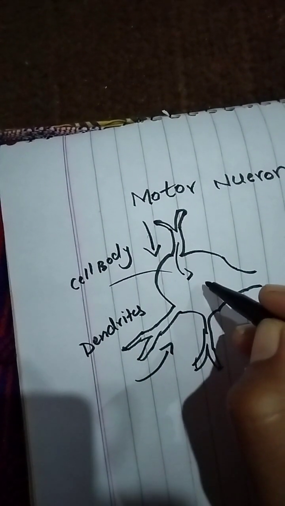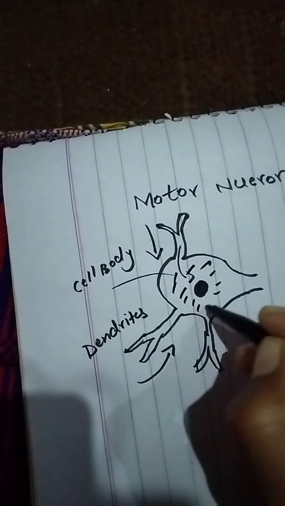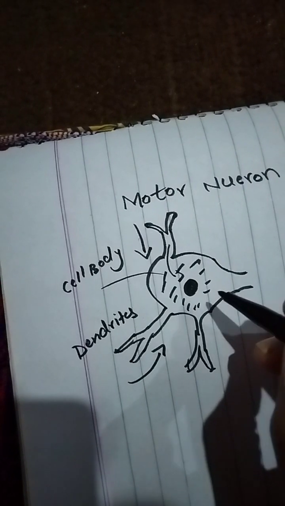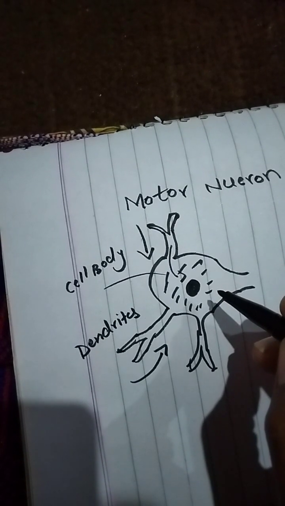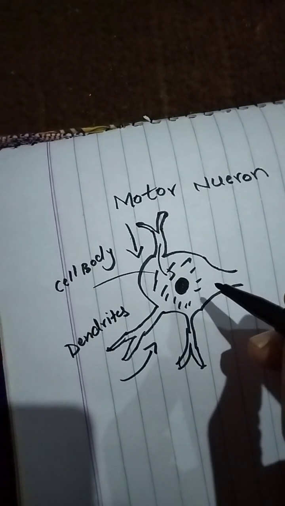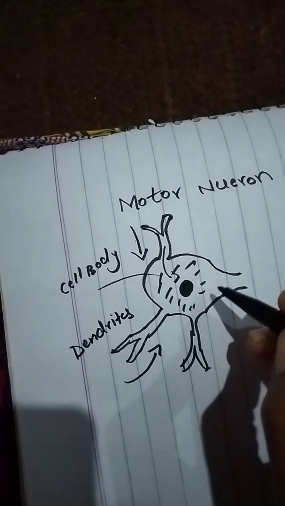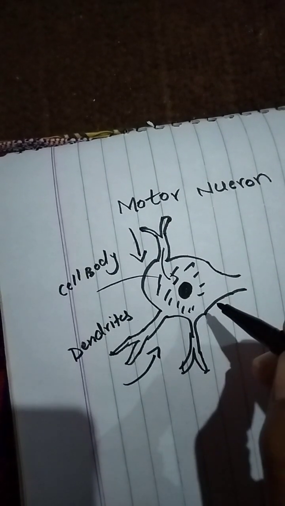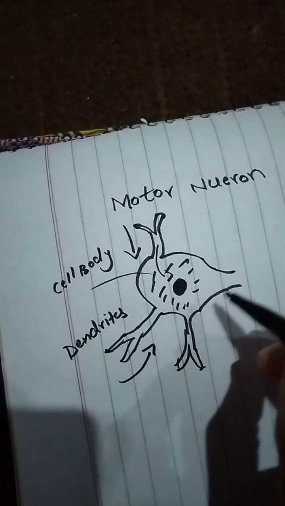The cell body consists of the nucleus and granules. These granules are rough endoplasmic reticulum. Rough endoplasmic reticulum is rough due to ribosomes. Ribosomes are used for the synthesis of protein, that protein which maintains the integrity of the neuron, that maintains the shape and functions of the neuron.